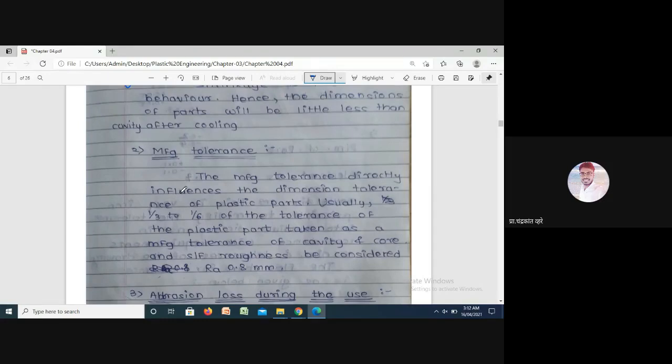So similarly here we have manufacturing tolerances. It is one third or one sixth. One third means, suppose you have a 10 mm dimension, then we need to give 1 mm or 0.5 mm for finishing purposes, or we can call it polishing purposes. Okay, so like this.